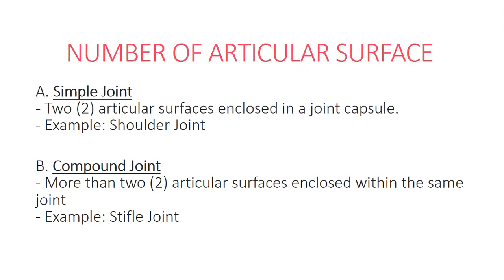While in the compound joint, you have more than two articular surfaces enclosed within the same joint. An example of this is the stifle joint, wherein you have the distal end of the femur, particularly its trochlea and the epicondyles, and then you have the proximal extremity of both the tibia and the fibula, and then you have the patella.